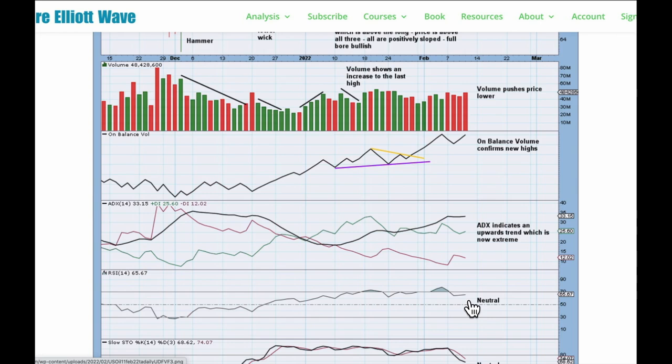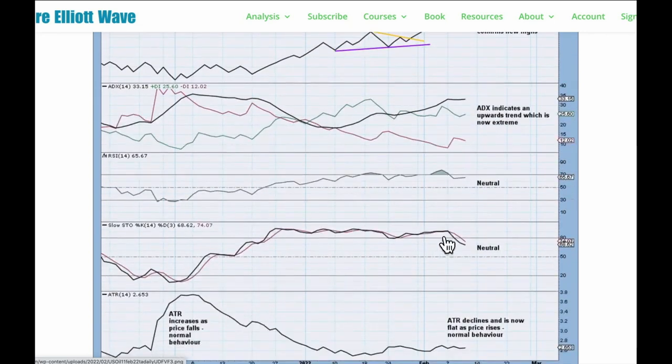RSI back in neutral territory. This can reach overbought and reach reasonably overbought, and then if it does that and it exhibits bearish divergence and ADX is very extreme, if those conditions are met, then we should be wary of a trend change, but not yet. There's quite a long way to go before these two in conjunction are going to get extreme enough to indicate we should be wary of a trend change.